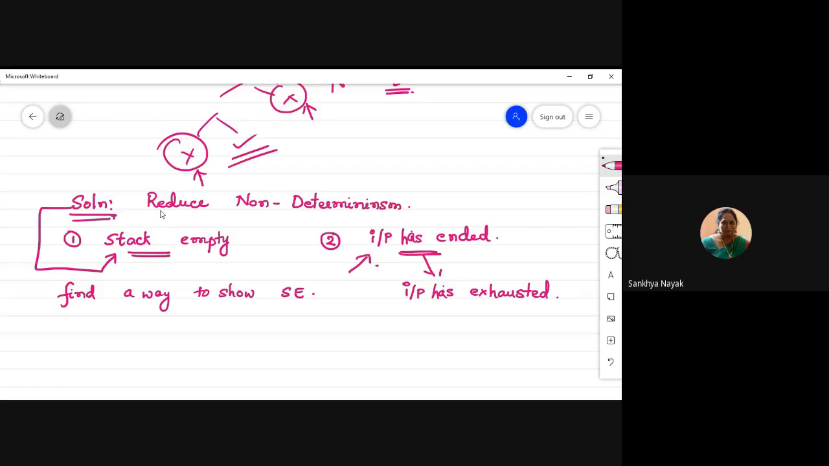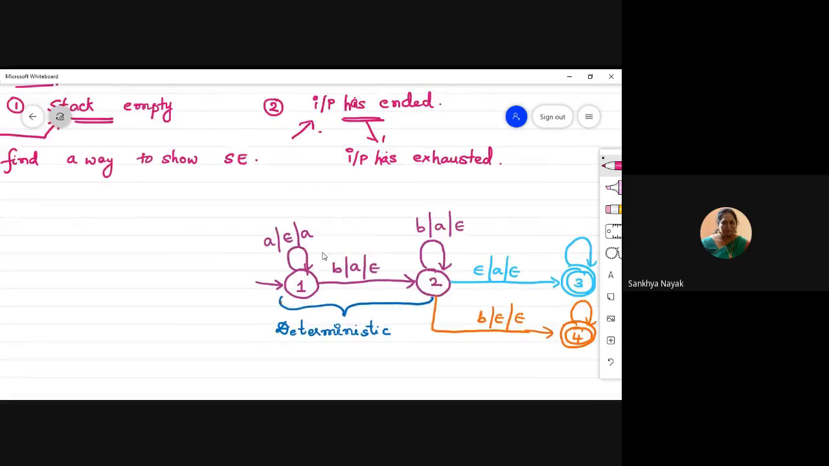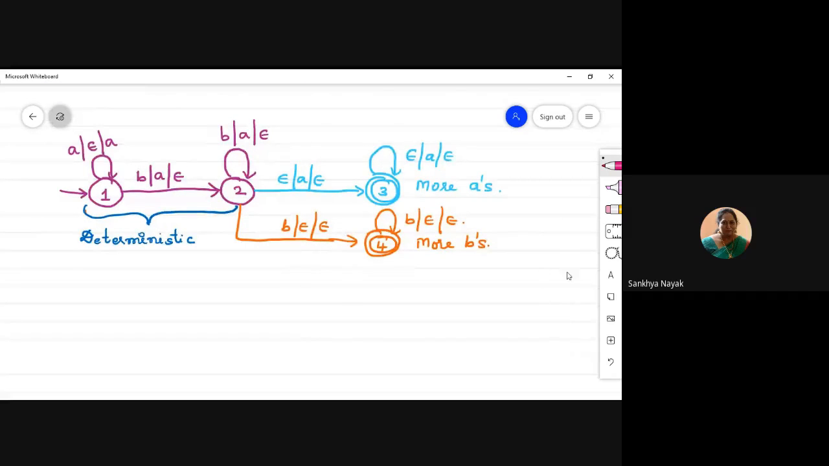I think I'll take only 10 minutes from here onwards, and you can relax after that. Before we move on, let me put this diagram up for you to refer to. This is what we designed till now. The first solution I am going to show you to reduce or eliminate non-determinism is to check for an empty stack.